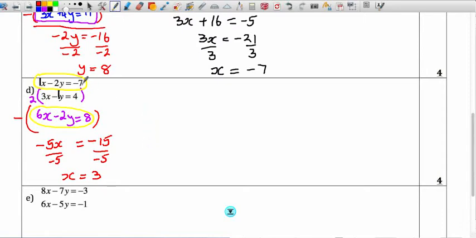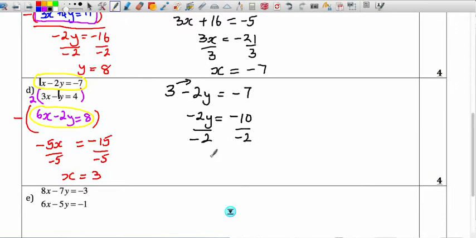I'll now substitute that back in, and this time I'll use the first equation. 1x, which is just going to be 3 minus 2y, is equal to minus 7. Do some quick rearranging. The 3 moves to the right hand side, becomes minus 3, so minus 3 minus 7, minus 10. Divide both sides by minus 2, and I have y equal to 5, x equal to 3.